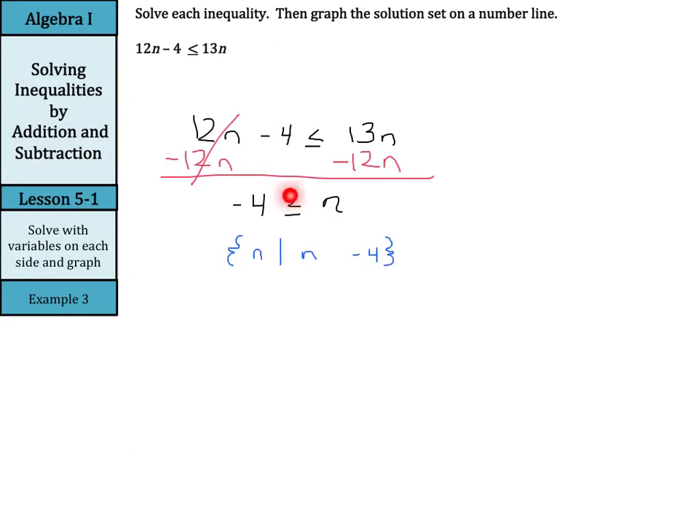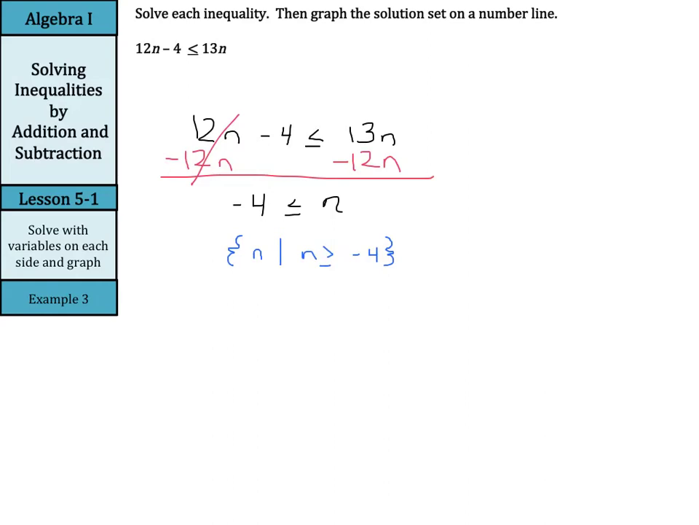You're not going to simply, for this one, copy this down, since we're moving the variable, or at least writing it on the left side. Notice how this is an opening here? Well, we need to keep the opening facing the n, so n is greater than or equal to negative 4. Since these two inequalities are the same, negative 4 is less than or equal to n, or n is greater than or equal to negative 4, it's the same thing.